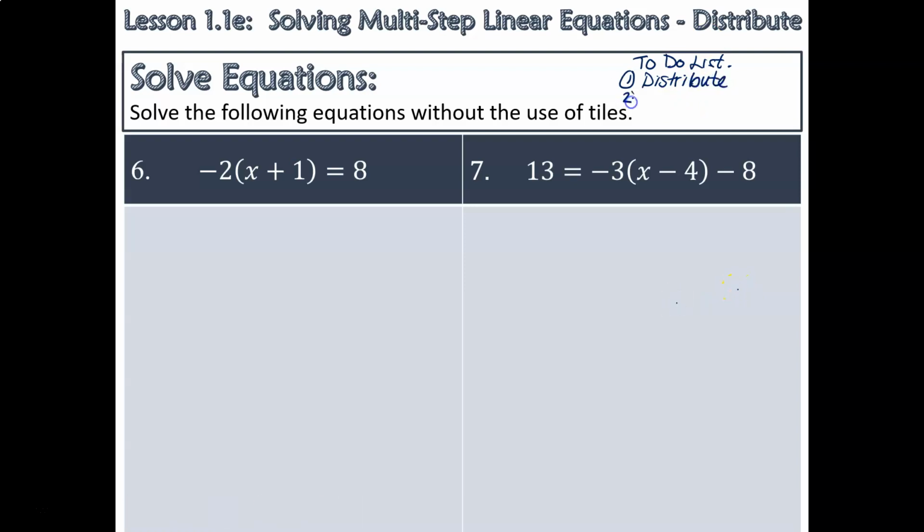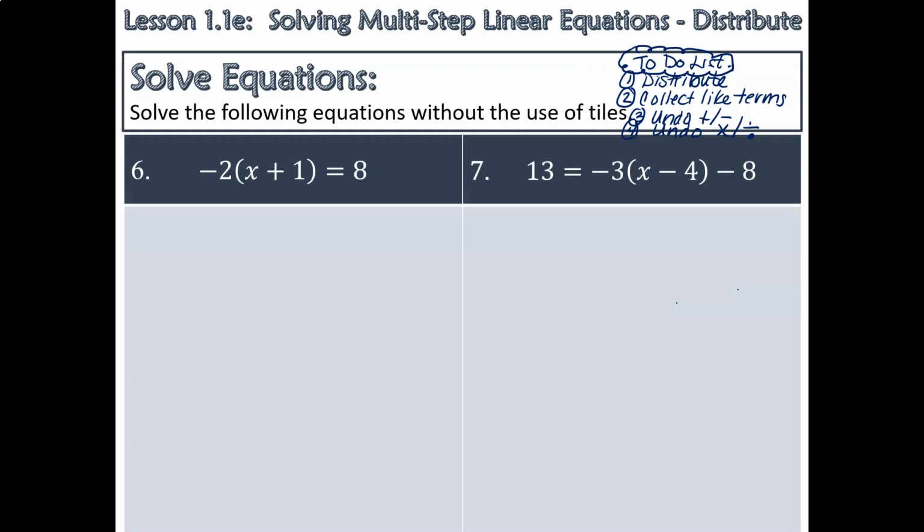Then we're going to go back to the to-do list we had before. We're going to collect like terms, just like we did before. The third thing we're going to do is undo addition and subtraction. And then I'm going to squeeze 4 in here. 4 is undo multiplication and division. So that's our to-do list for these kind of problems. This is eventually going to get longer.